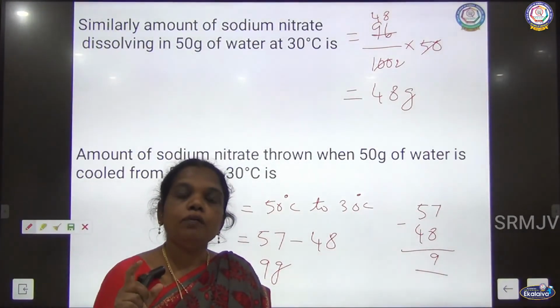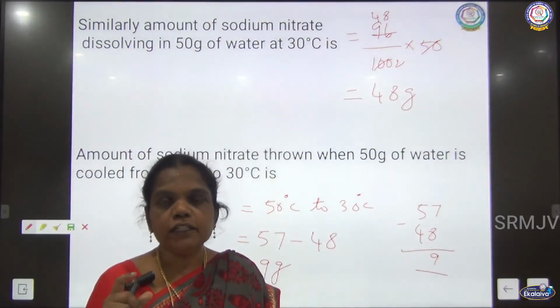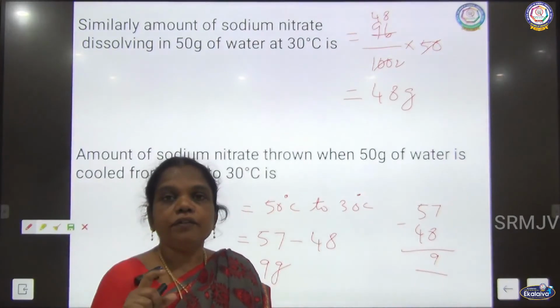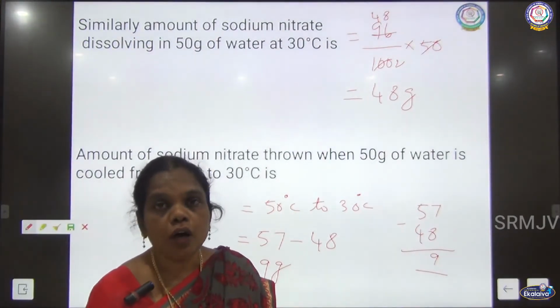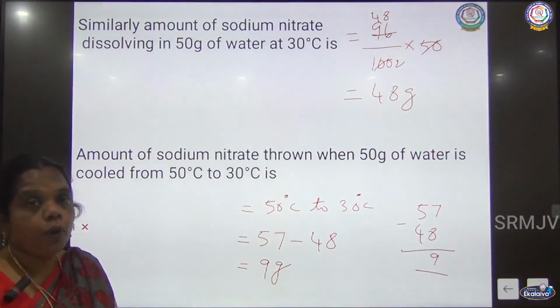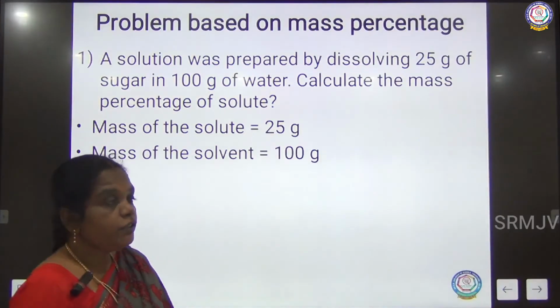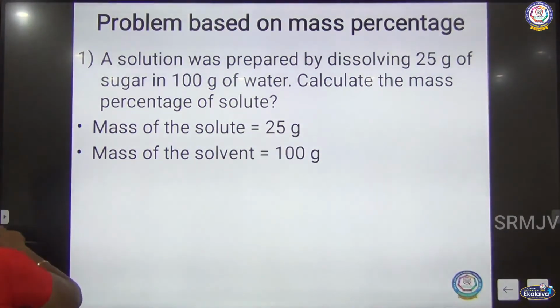But the amount of the solvent is 50 gram only. The amount of solvent is 50 gram. But due to the difference in temperature, there is a difference in amount of solute. So that we are going to learn in this problem. And next we are going to learn about the problem based on mass percentage.